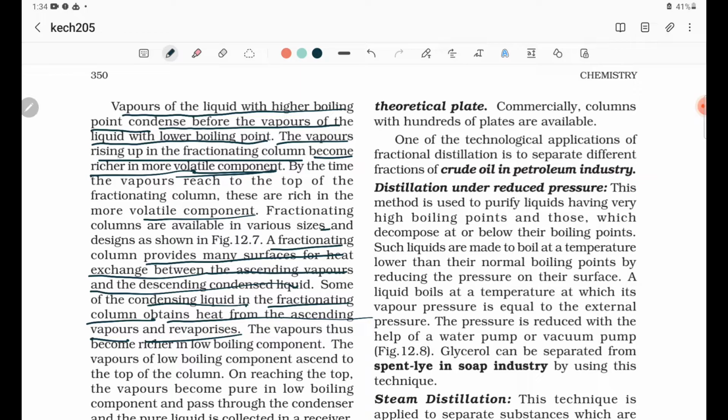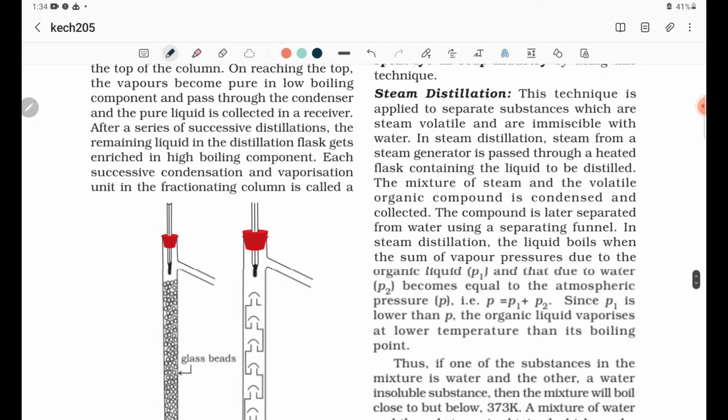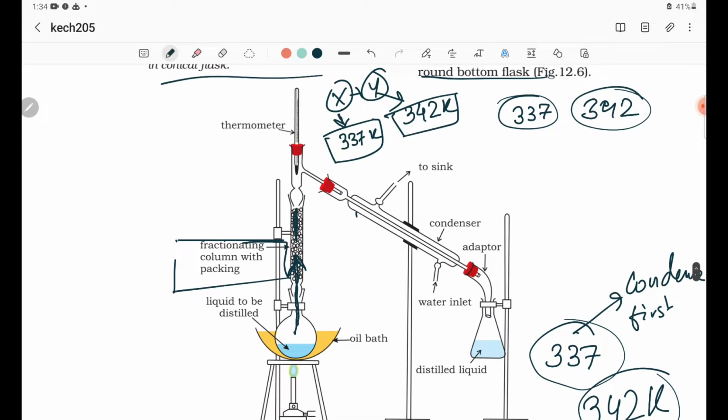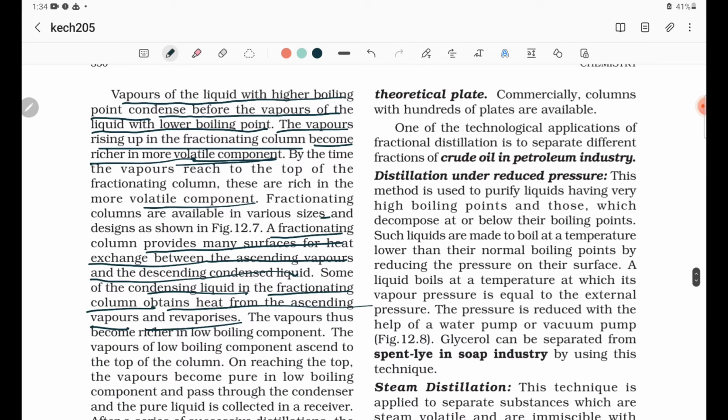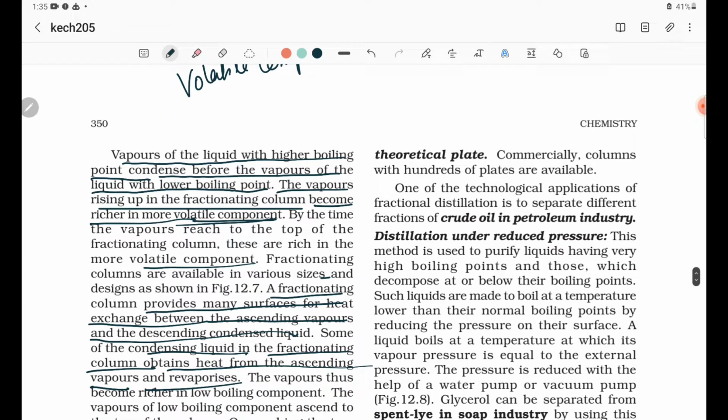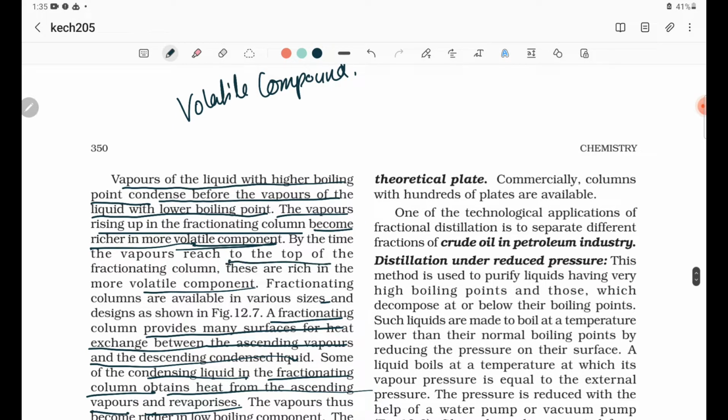Now the vapors rising up the fractionating column, what will happen to them? They become richer in the more volatile compound. So they are rich in volatile compound. By the time the vapor reaches the top of the fractionating column, they are rich in the more volatile compound.